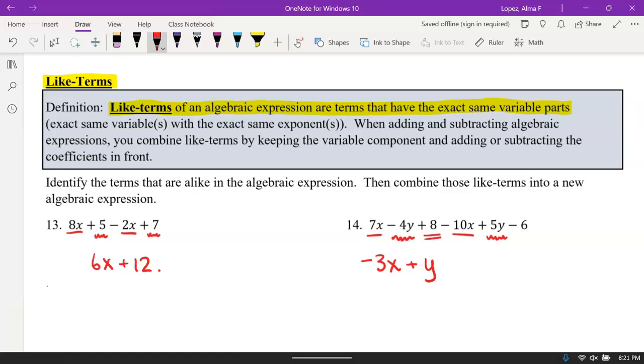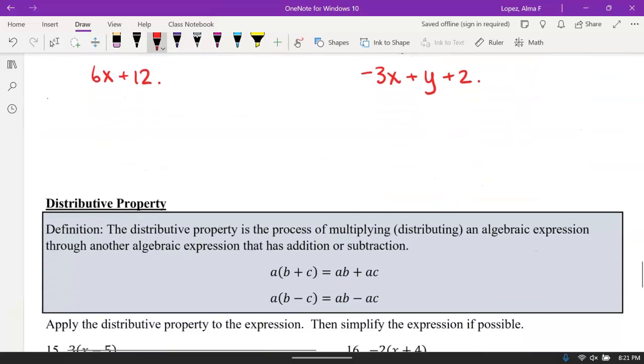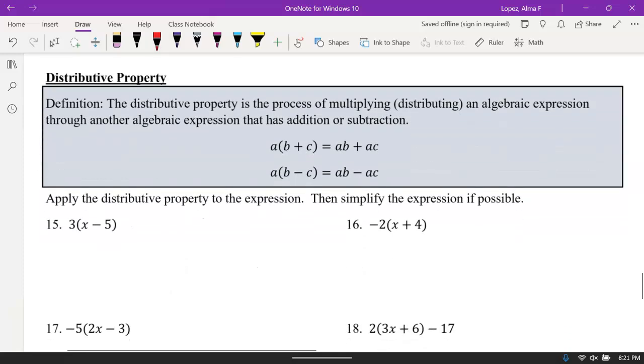And then finally, we have this constant and this constant that can be added together. The 8 and the negative 6 make 2. And there we have it. Let's keep going. There's also a distributive property that we need to start looking at.